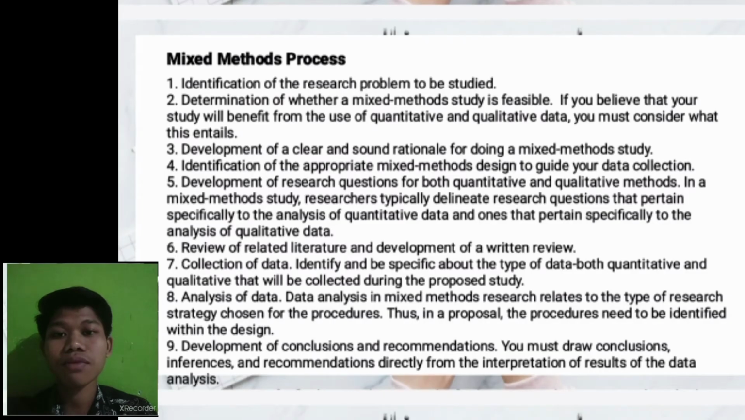The first process is identification of the research problem to be studied. The second, determination of whether a mixed methods study is feasible. If you believe that your study will benefit from the use of quantitative and qualitative data, you must consider what this entails. And the third is development of a clear and sound rationale for doing a mixed methods study.